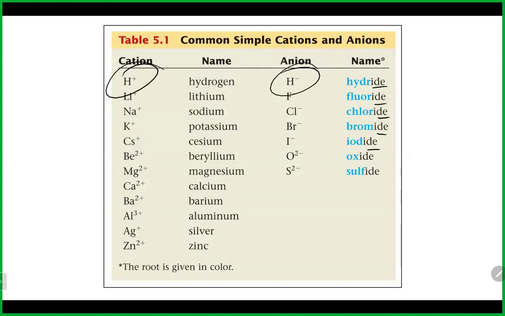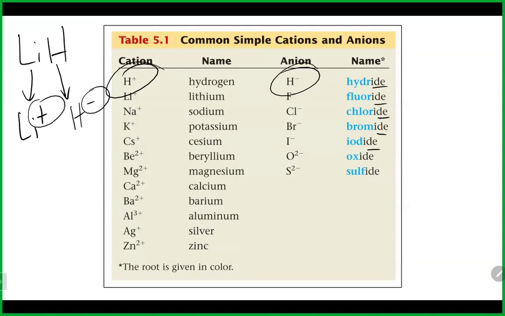I would say most of the time, hydrogen will be positive. The one time it will be negative is if it comes after a metal. So for example, if you had LiH, in this particular case, this is lithium with a +1 charge, and this is hydrogen with a -1 charge. This is what is known as lithium hydride, by the way. We use that negative version of hydrogen's name because it comes second in this particular case.